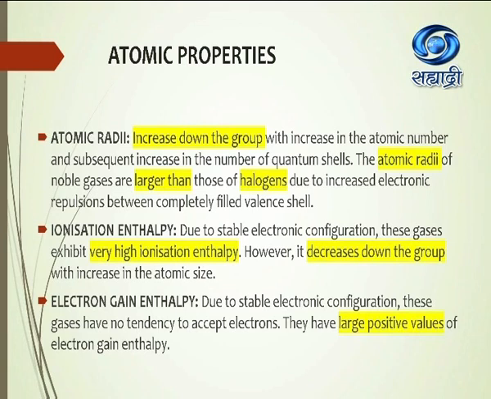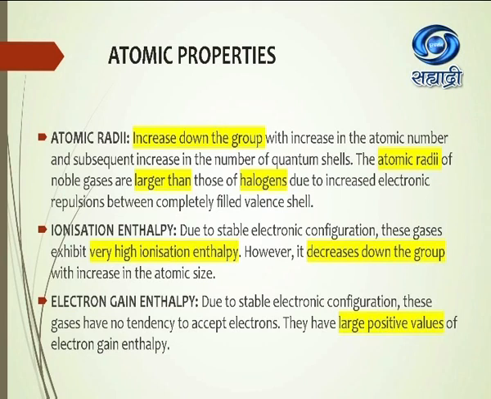The reason is mentioned: due to the increased electronic repulsions between completely filled valence shell. So completely filled valence shell and thereby occurrence of electronic repulsions, as a result of which the size of these noble gases at the end of every period is a little bit higher than the preceding halogens.